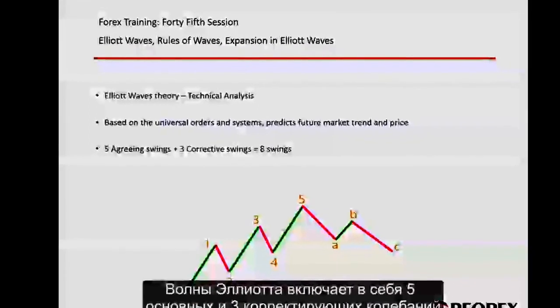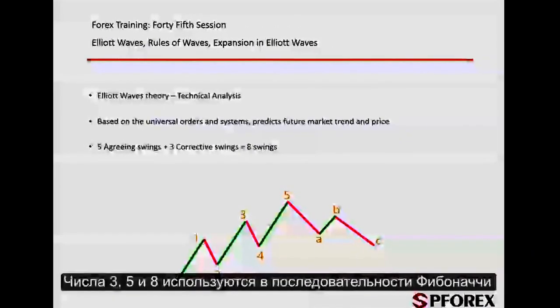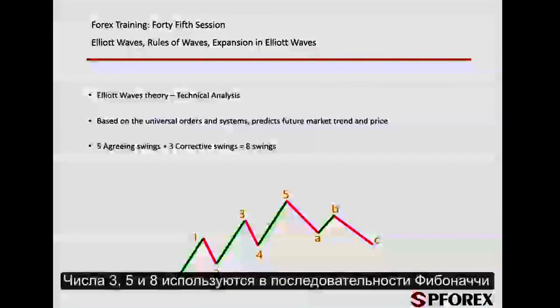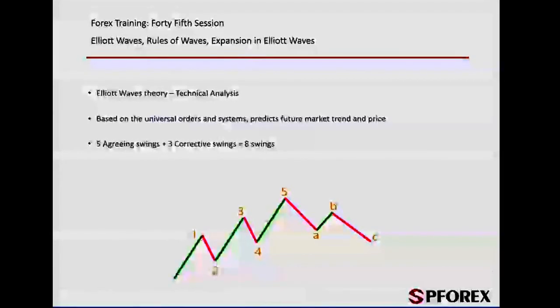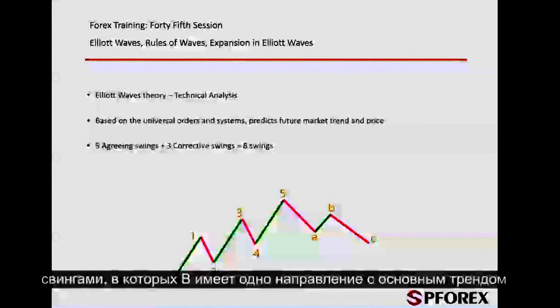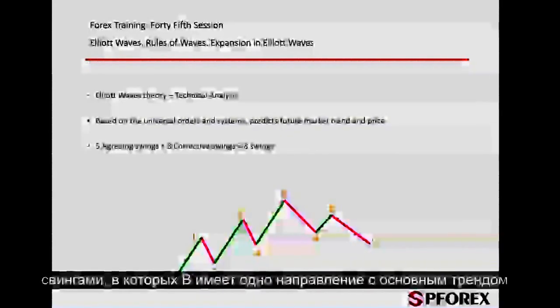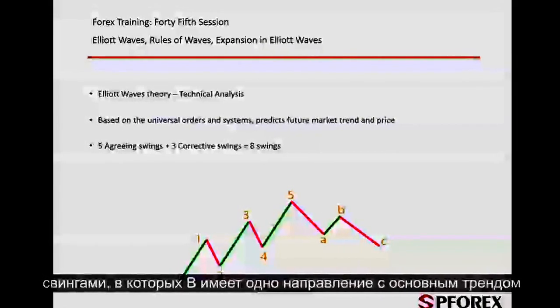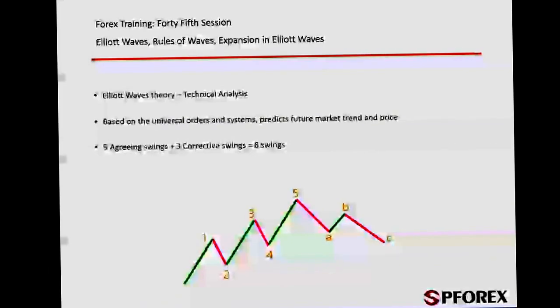Elliott waves include 5 major and 3 corrective swings. Numbers 3, 5 and 8 are in the Fibonacci sequence. The major swings are 1, 2, 3, 4, 5, while A, B and C are corrective swings, in which B has an agreeing direction with the major trend.